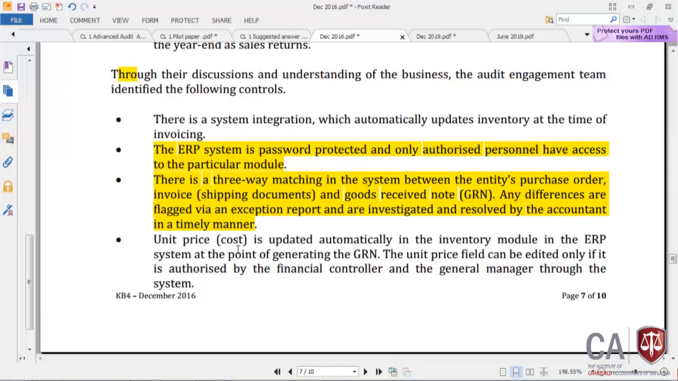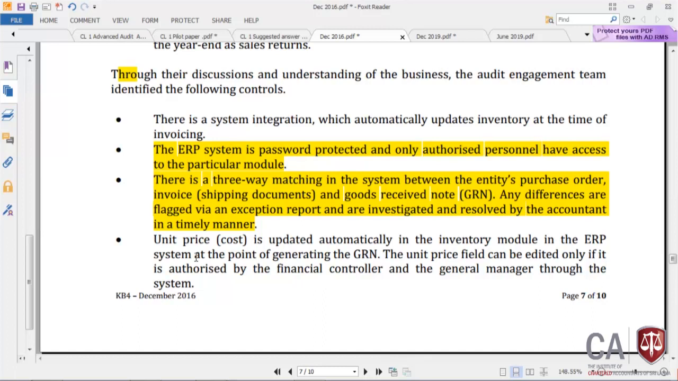Then the next one: unit price is updated automatically in the inventory module in the ERP system at the point of generating the GRN. Unit price is updated automatically. It is not a control, it is a process.